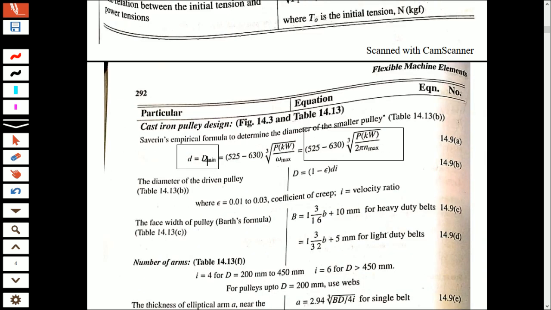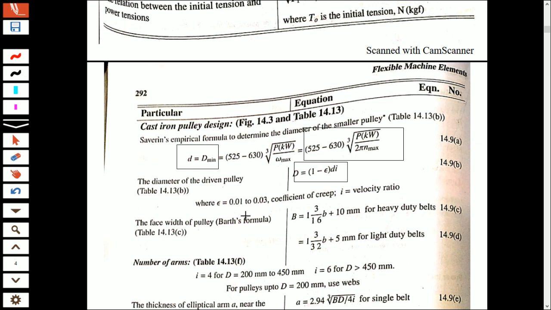Now to find out the diameter of the larger pulley, you can use this equation: capital D equals (1 minus epsilon) into d into i. This also can be used. If you want to calculate the value of D, you should have the value of epsilon. Epsilon is given between 0.01 to 0.03. Usually epsilon is given here as a coefficient of creep, but I have a doubt in that. Anyway, usually the value of 0.01 to 0.03 indicates the value of slip.